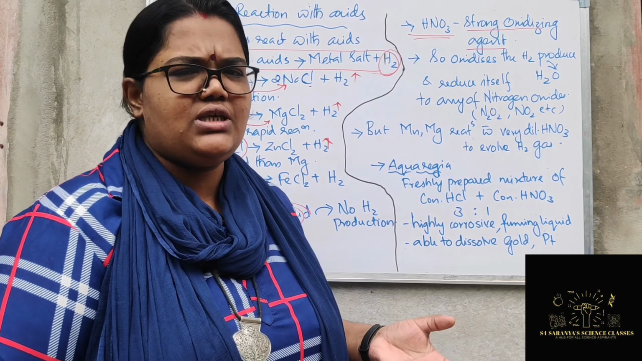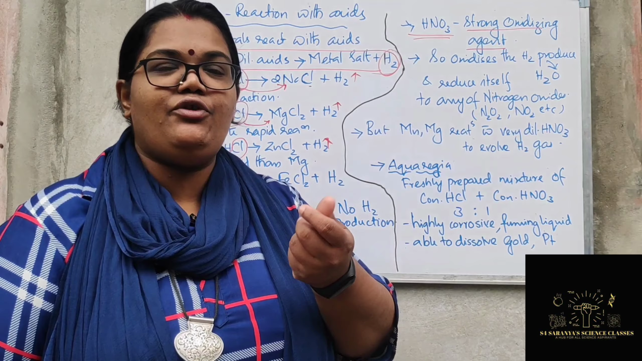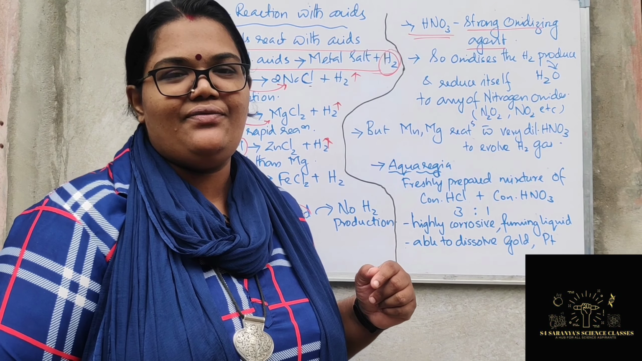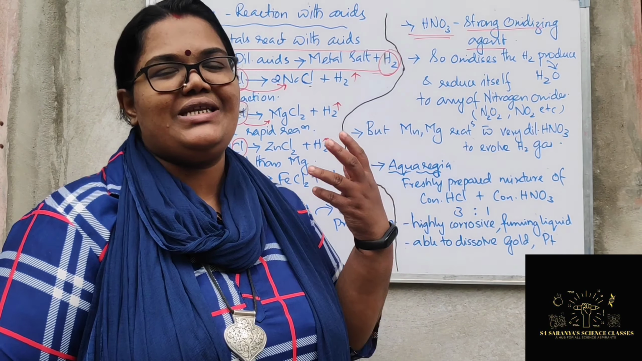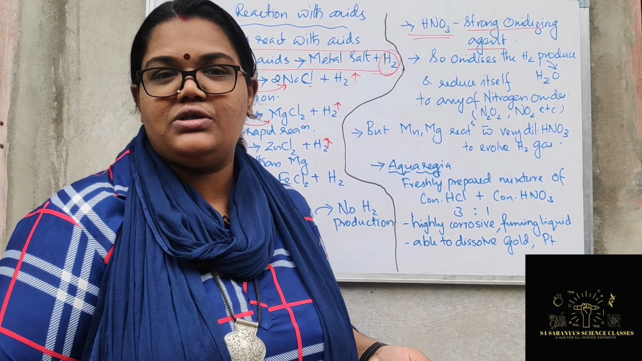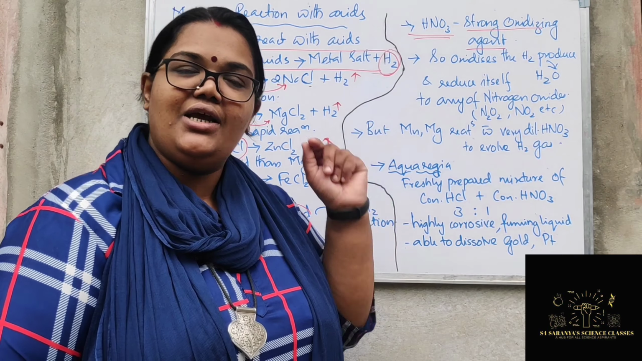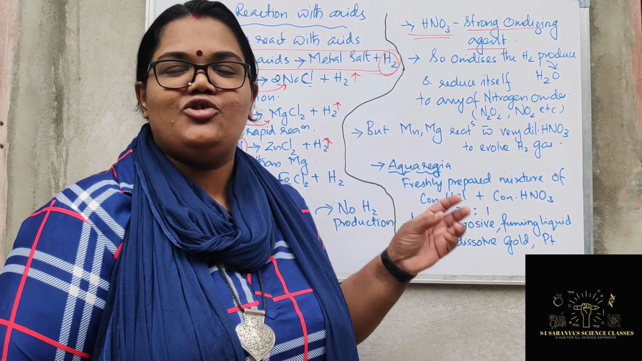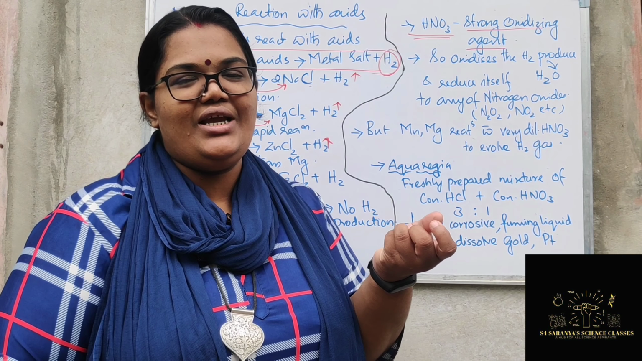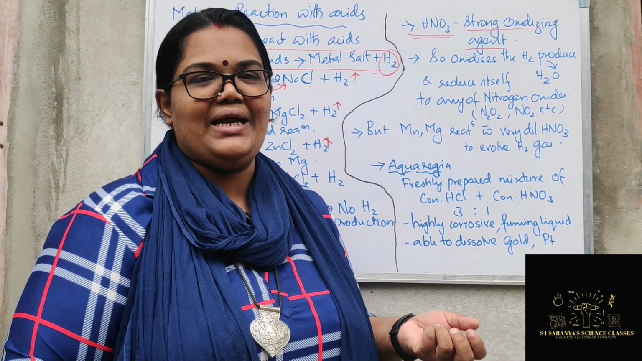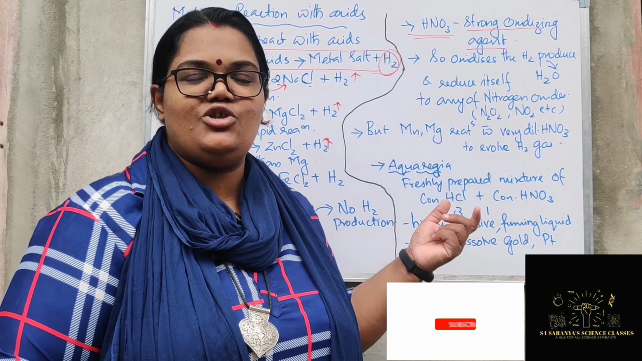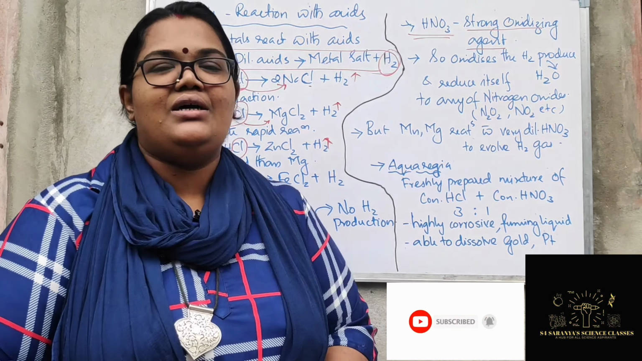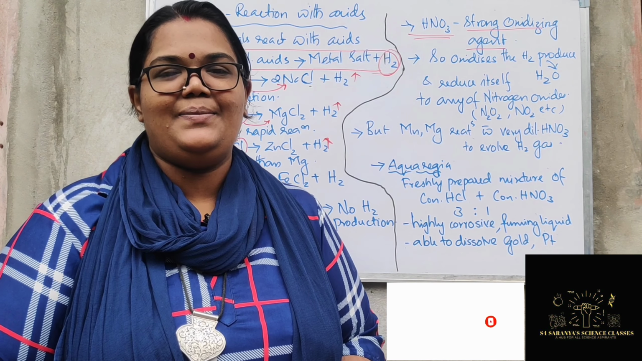It's highly corrosive, and it's a fuming liquid. We are taking concentrated nitric acid and concentrated hydrochloric acid, so obviously it's a fuming liquid and highly corrosive, and it has the capacity to dissolve metals such as gold and platinum. So it's a magic liquid which can dissolve gold and platinum. The name of that liquid is aqua regia. You have to remember this also. I hope you understand this topic. Thank you.